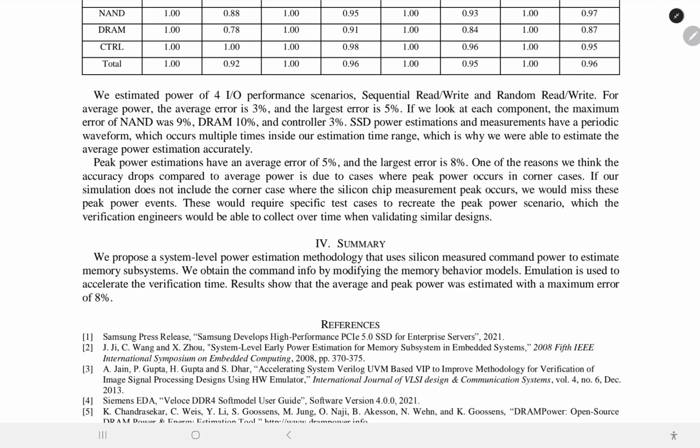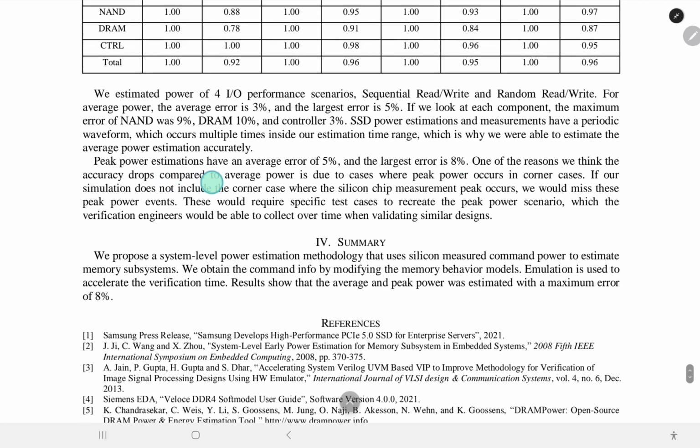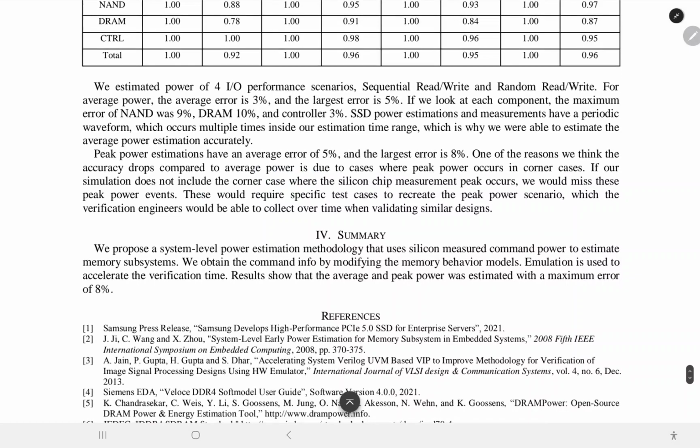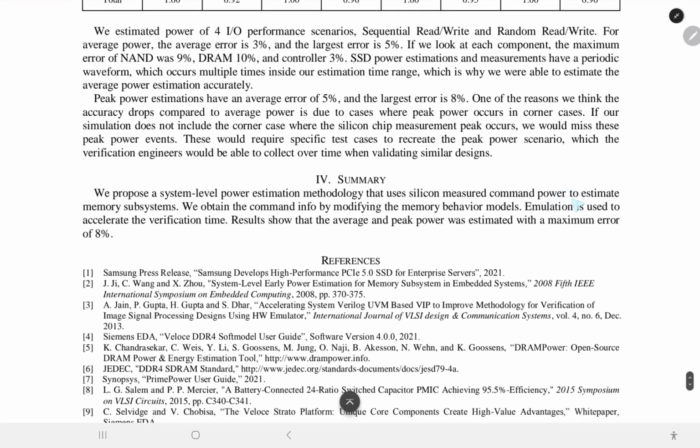One of the reasons we think the accuracy drops compared to the average power is due to cases where the peak power occurs in corner cases. If our simulation does not include the corner cases where the silicon chip measurement peak occurs, we would miss the peak power event. This would require specific test cases to recreate the peak power scenario, which verification engineers would be able to correct over time when validating similar designs.